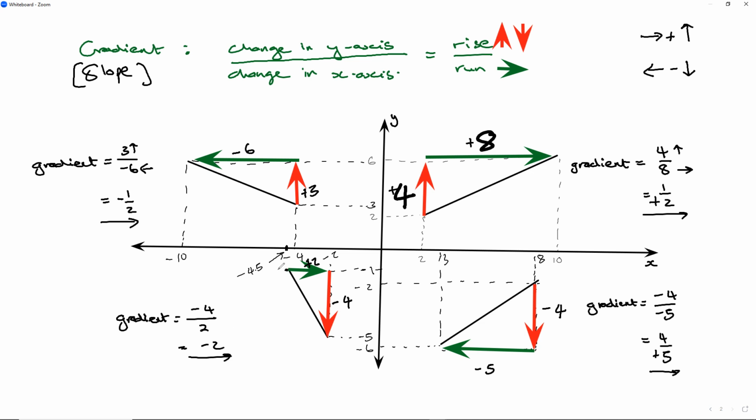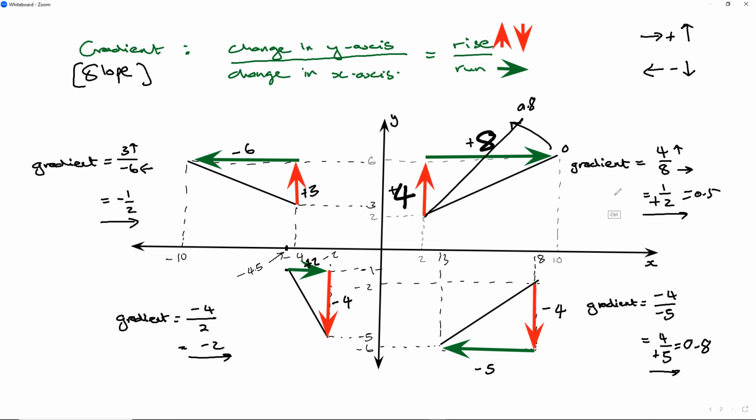You can see this line here is steeper than this line. And so it's a bigger negative, and the smaller negative will be flatter. This one here is half, this one here is 4 over 5. This is closer to 1, so it's like 0.8. And this is like 0.5. You can see if it increases, the line goes up, and the slope increases.